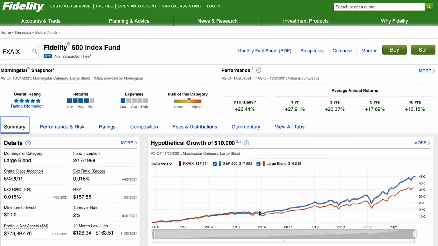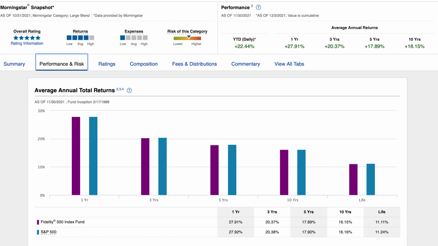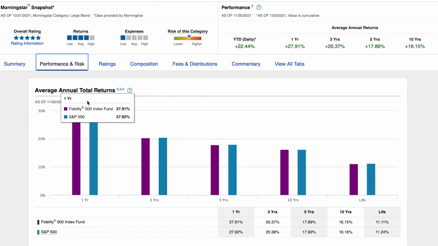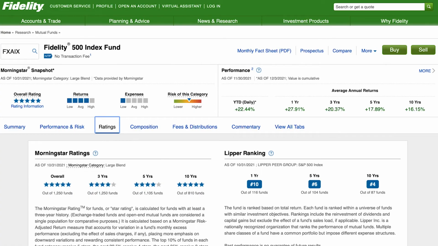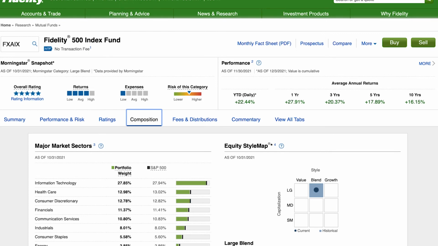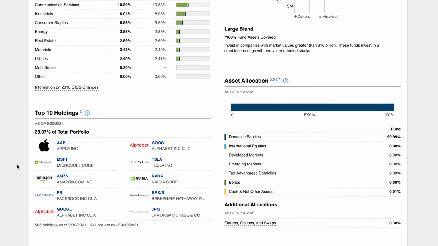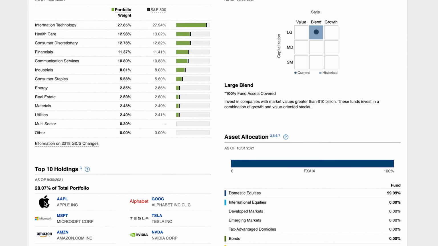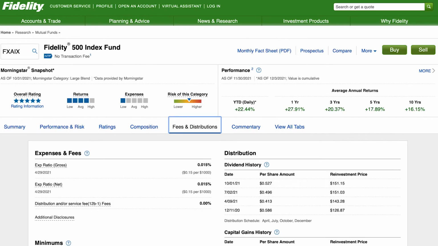Here you'll find all the relevant information to do with the Fidelity 500 Index Fund, so everything from a summary, you'll see the different details there, the performance, meaning how it's compared to the actual S&P 500 index. Next, you'll have the ratings, so basically what people think of it. After that, you'll have the composition, so what kind of sectors it's currently invested in, as well as its top 10 holdings that you can find here. And then lastly, we'll look at the fees here. So that's basically how much you're paying for this service.